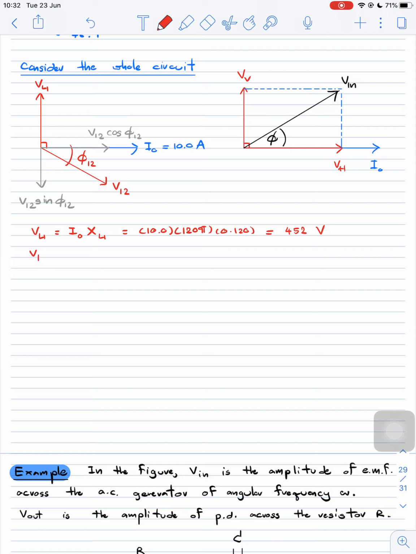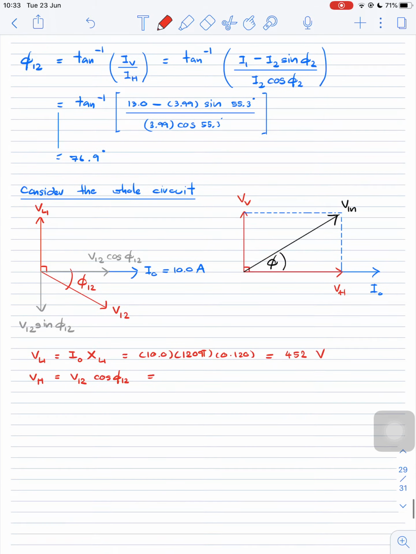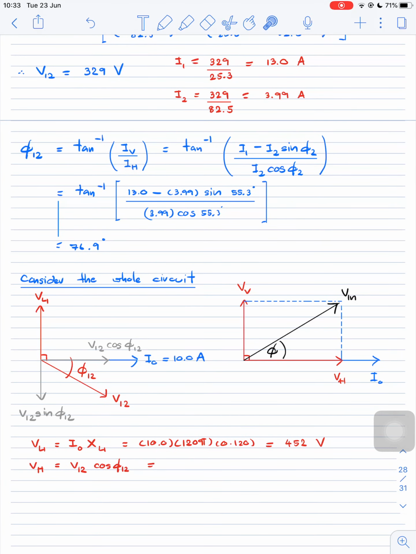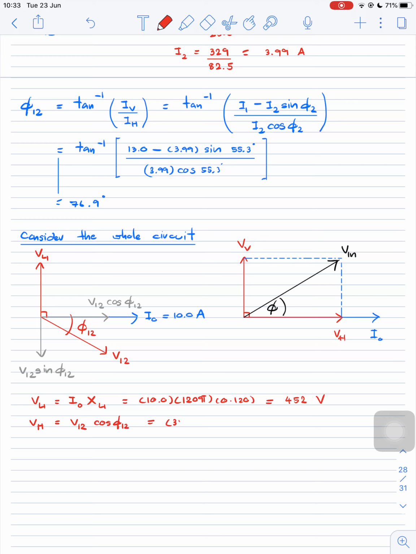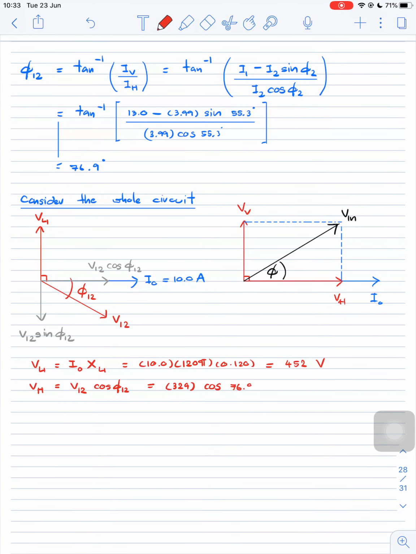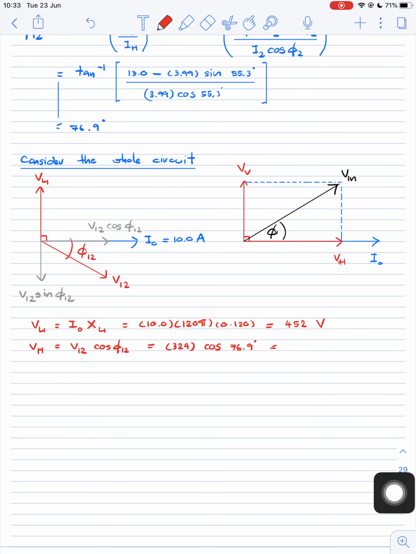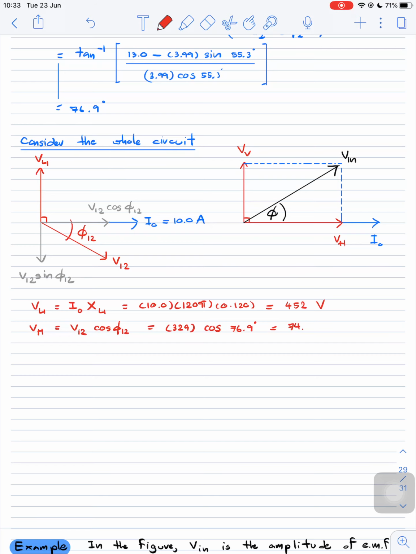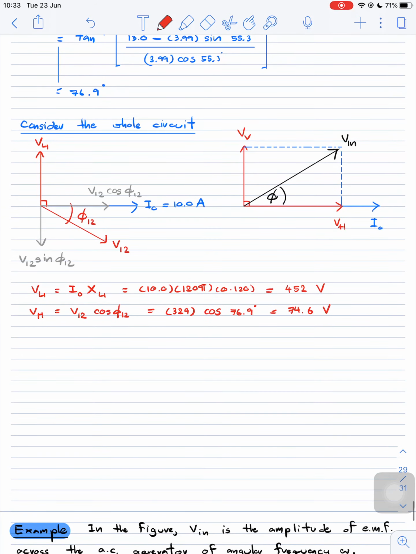Now for the VH, we have only this component. It is equal to the V12 times the cosine of phi12, where V12 equals 329 volts, times the cosine of phi12. Phi12 is this value, 26.9 degrees. Then it is equal to 74.6 volts. So that's going to be the VH.